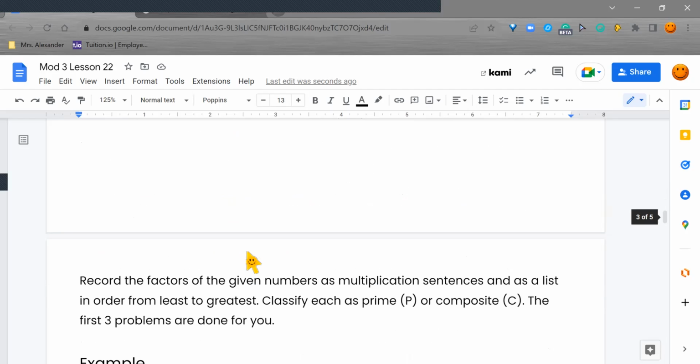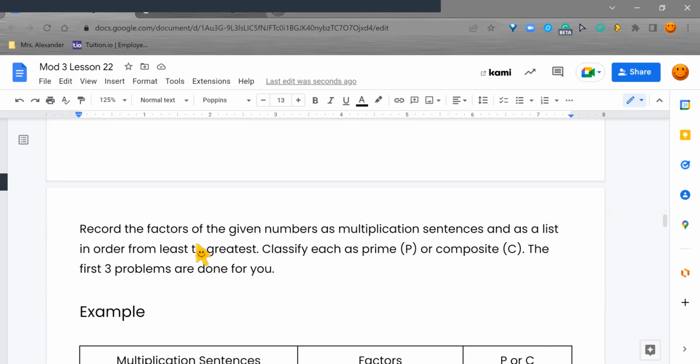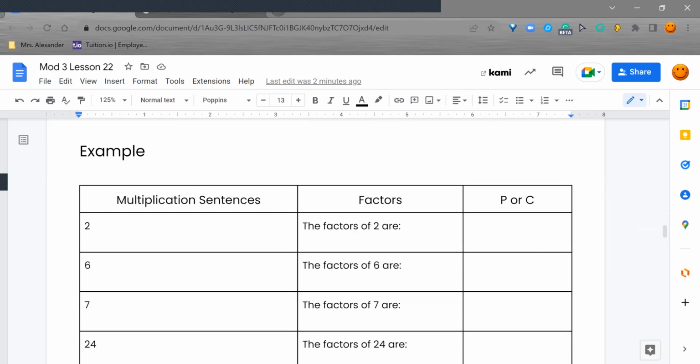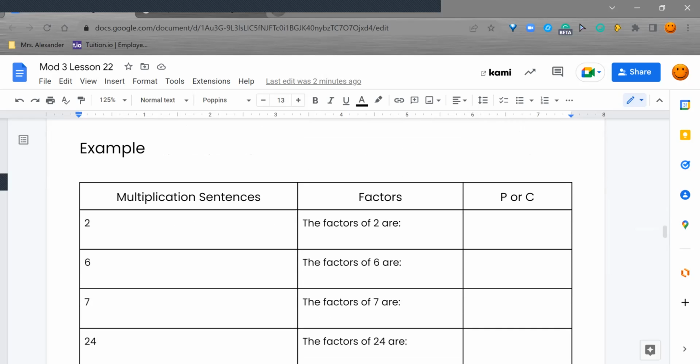So let's go look at our example. We're going to record the factors of given numbers as multiplication sentences and as a list in order from least to greatest. Then we're going to classify each as prime, P, or composite, C. The first 3 problems are done for you. Actually, we're going to do them together right now. So we have 4 problems here.